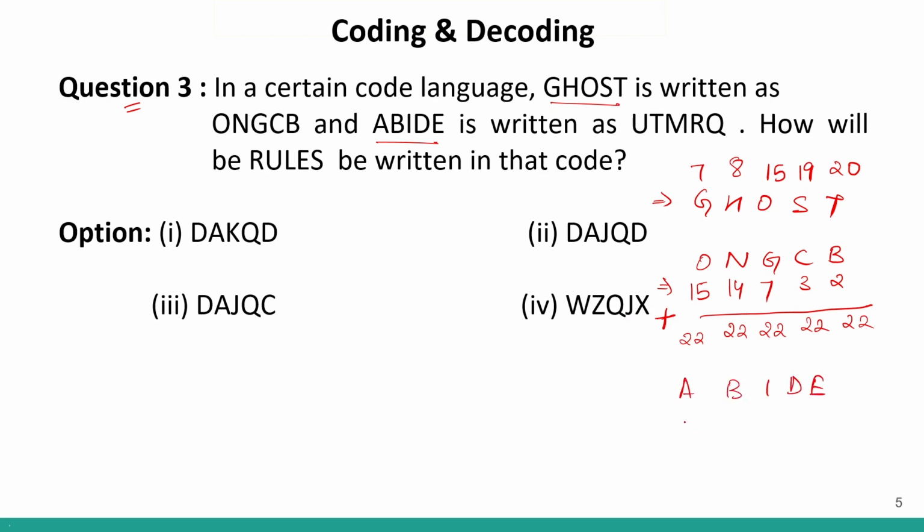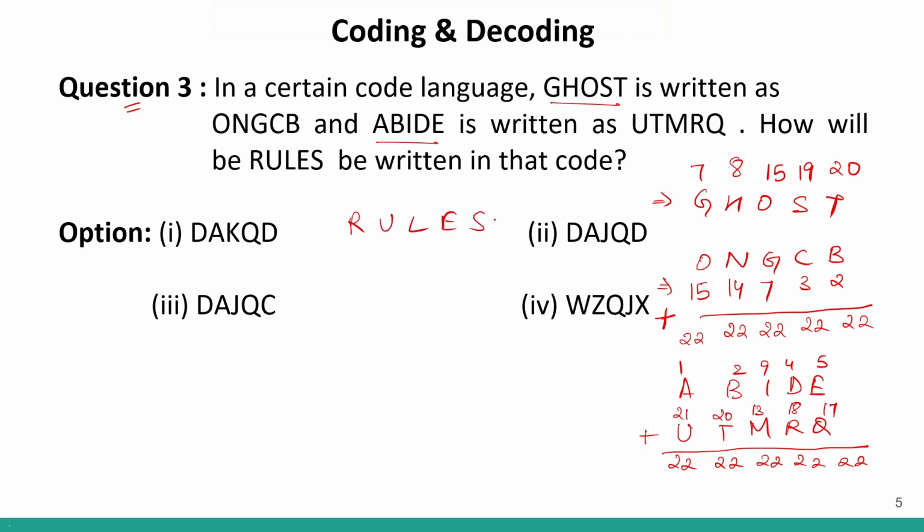Correct? For ABIDE, if I write the forward ranks, it will be 1, 2, 9, 4, 5. U is how much? U is 21. T is 20. M is 13. R is 18. And Q is 17. So if I add the forward ranks, 1 plus 21 is 22. 20 plus 2 is 22. 13 plus 9 is 22. 18 plus 4 is again 22 and 17 plus 5 is 22. So the same logic is there for ABIDE as well. So we will do the same logic for RULES.